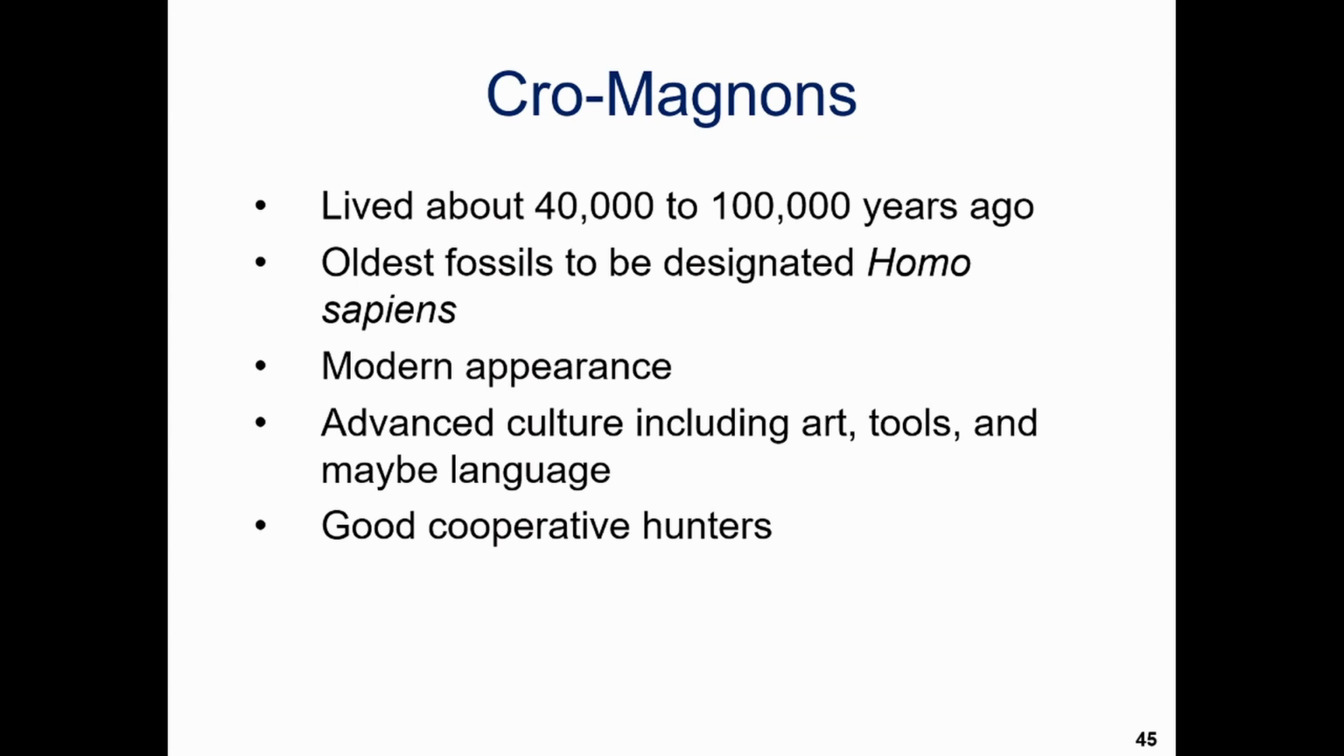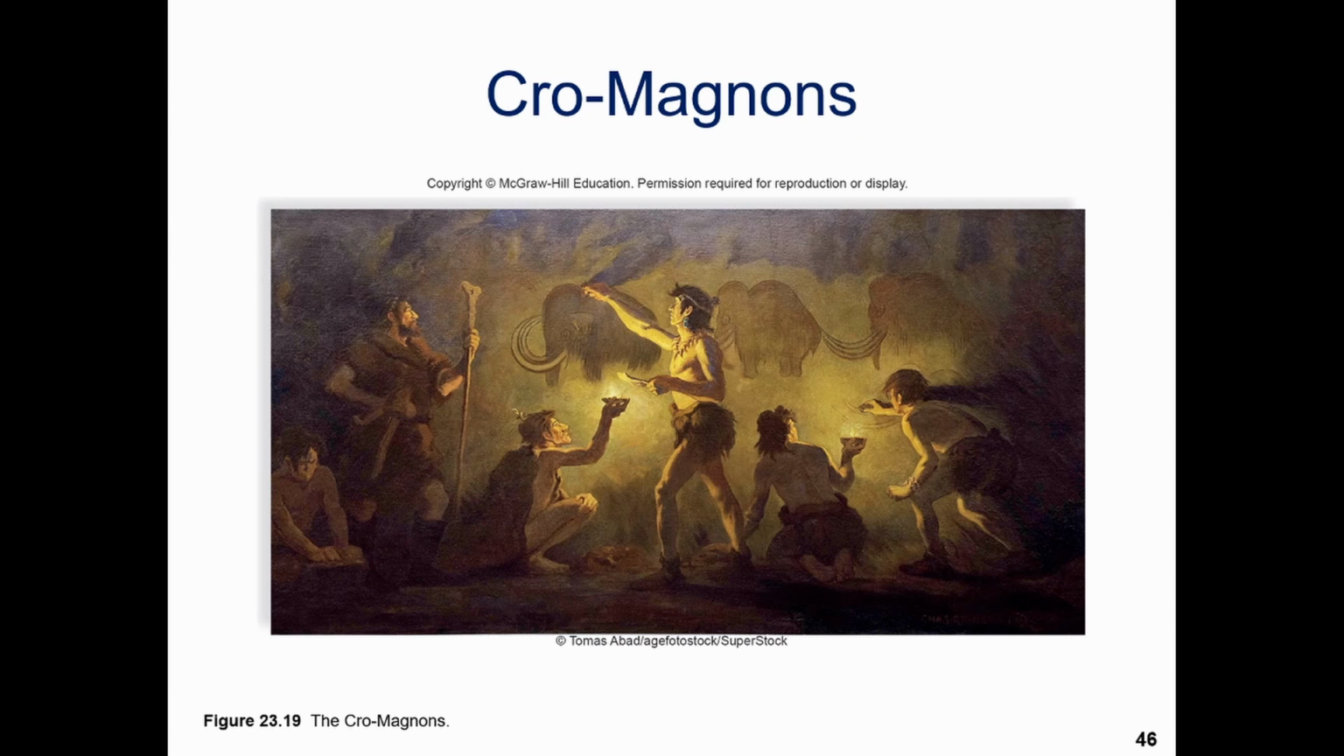The Cro-Magnons lived about 40 to 100,000 years ago, and the Cro-Magnons are technically part of Homo sapiens. They're much more modern, and there's evidence of advanced culture, including art, tools, and possibly language. There's evidence that they were cooperative hunters as well. So we just see some evidence here, although it is an artistic interpretation.